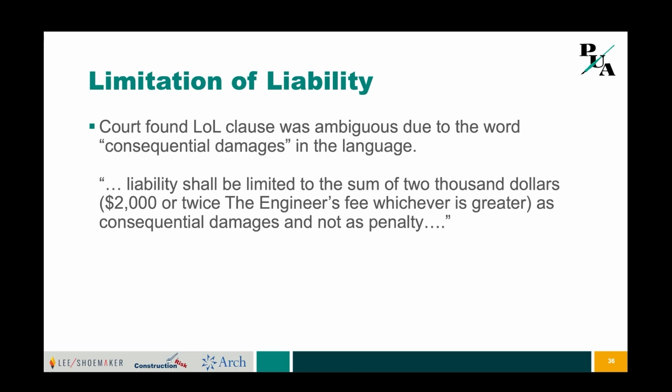And one other thing about the LOL clause, very important that you make your LOL apply to every conceivable cause of action. If you say it's only going to be for your negligence, the court might say, well, they're suing you for breach of contract, therefore you didn't limit your liability for that. So I like to say it applies to your negligence, your breach of contract, warranty, everything you could think of, every cause of action you can think of ought to be stated in that LOL clause.